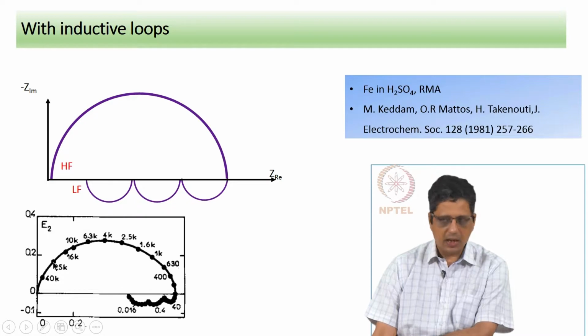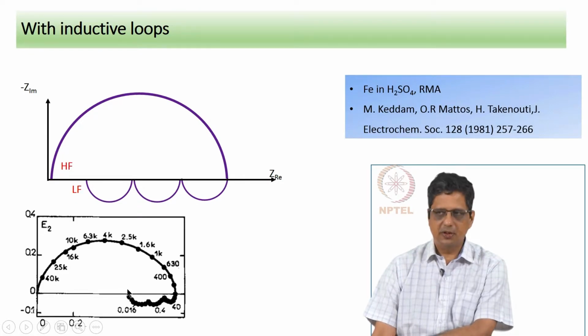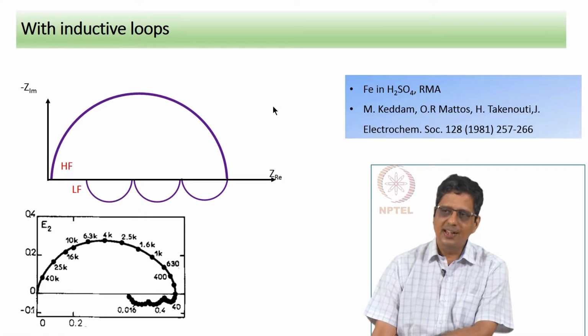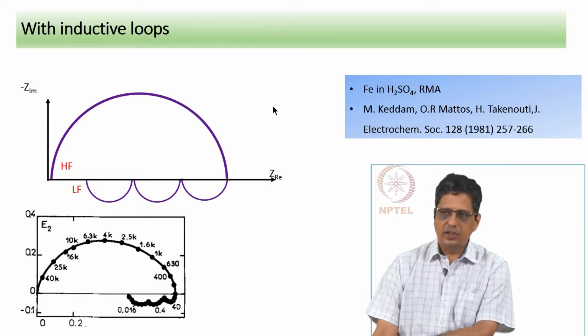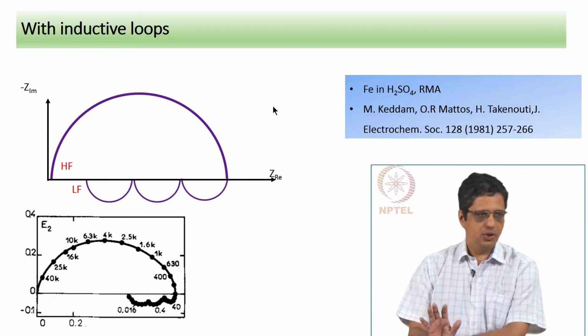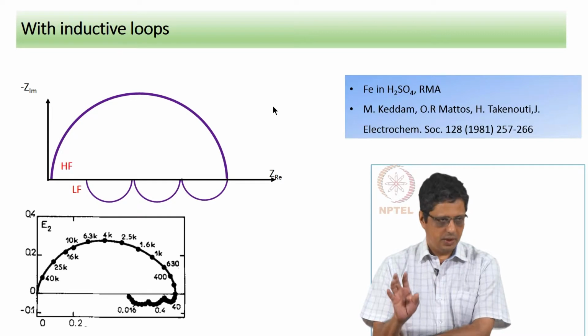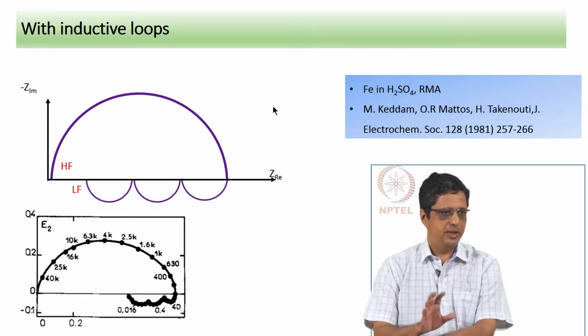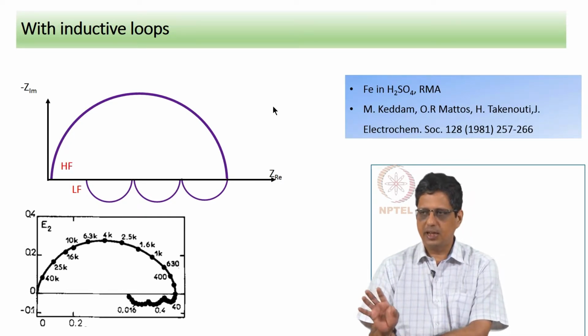I have taken this or adapted this from the publication, showing 1, 2 and 3 capacitive loops at the low frequencies. I am sorry, 1, 2 and 3 inductive loops at the low frequencies, and these are actually with biases, and sometimes I will show you some examples with inductive loop, another example with negative resistance, another example with capacitive loops.